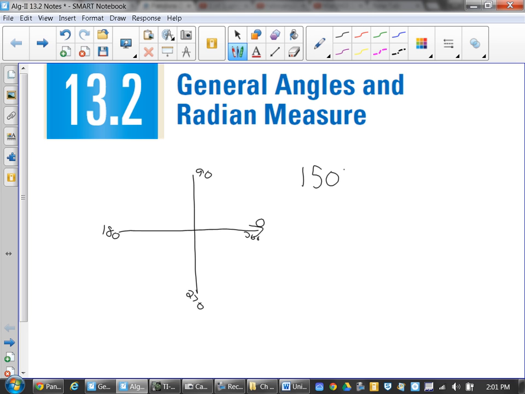I think we've done this before. 150 comes up and around and stops about here, correct? This is called the terminal side. That's where the angle stops. All right? And that angle at 150 degrees stops then in what quadrant? Second. So I just wanted to get you guys the idea of remembering the quadrants.